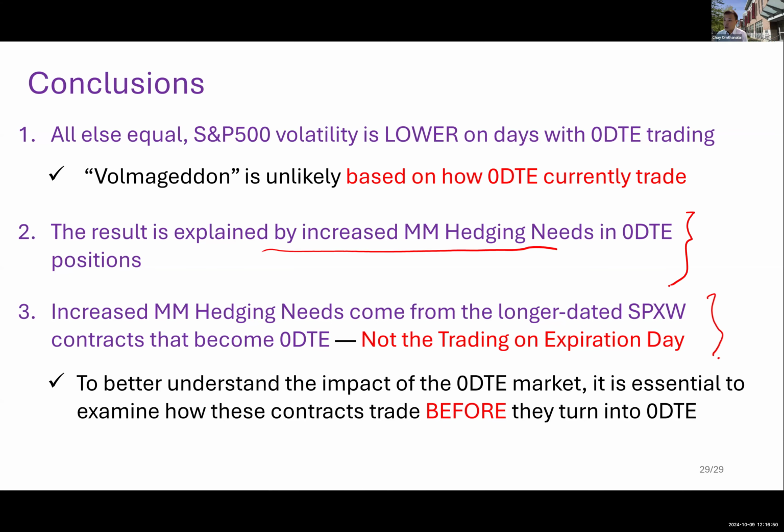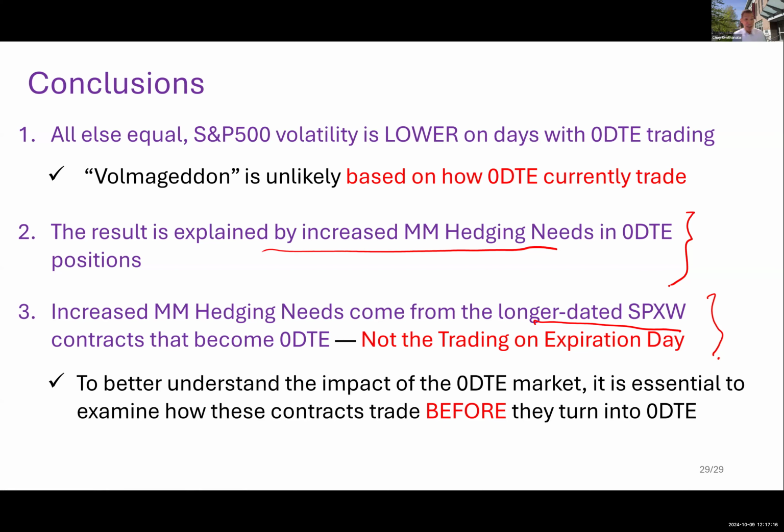Finally, the third conclusion that we have here is that all this demand that created the market maker hedging needs is coming from longer dated SPX contracts that eventually become 0 DTE. And on the day that they become 0 DTE, market makers just actively hedge them in the direction that attenuates volatility.